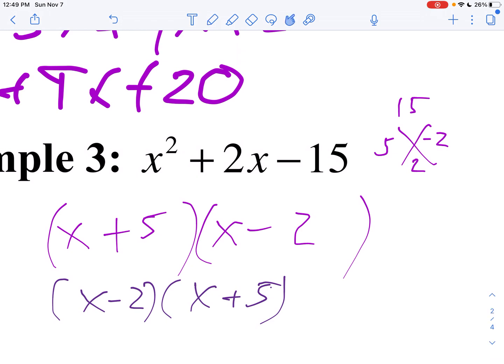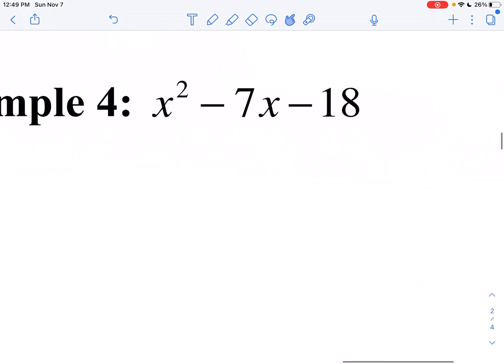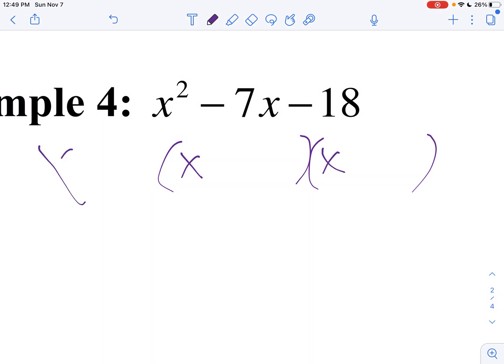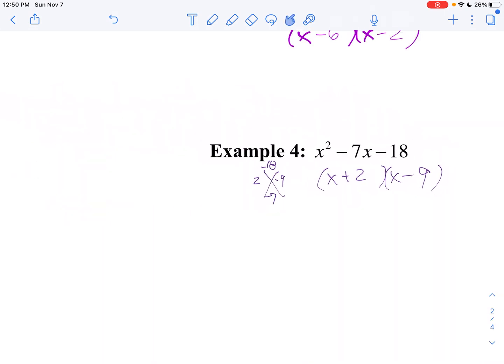Let's take a look at one more. Let's take a look at example 4 here. Oh, I have to have a negative this time. So I'm going to two parentheses. So I'm going to go x and x. This time I want to multiply to negative 18, but I want to add to negative 7. Now that doesn't pop right out to me, except, actually, I do think if I go 2 and 9, right? 2 and negative 9 would multiply to negative 18, and 2 plus negative 9 would be negative 7, so I'll say x plus 2 and x minus 9. And there you have it.